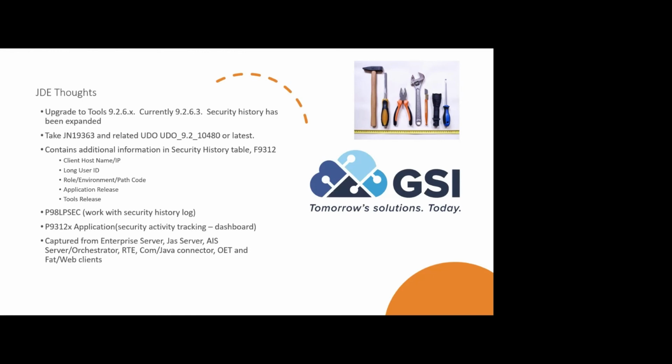Another thing, if you haven't upgraded the tools, 9.2.6.3 is current, but 9.2.6.4 for web and AIS. Security history has been greatly expanded. You'll need to take a planner ESU and this ESU and UDO. In addition to what's been in security history for 20 years, they'll now add the long user ID, the client host name and IP, which environment, which release.